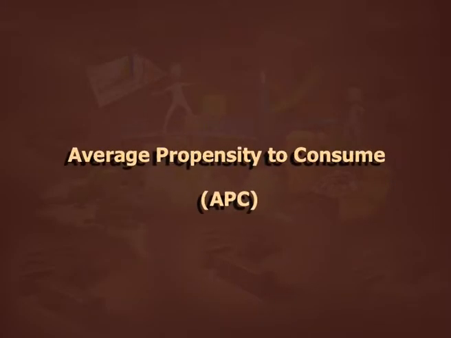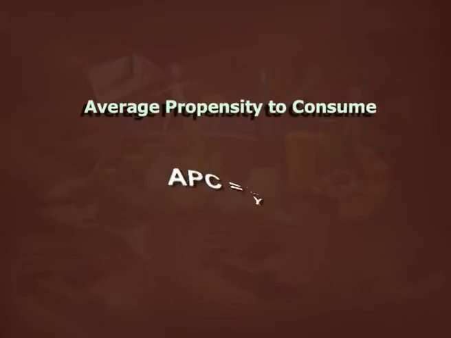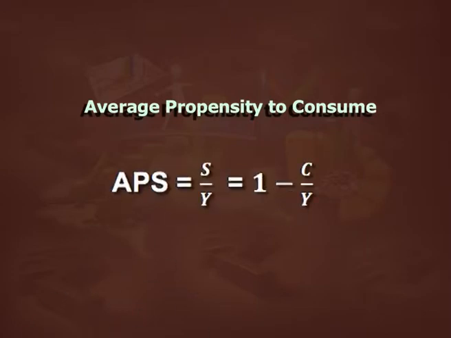Average propensity to consume, that is APC. The average propensity to consume is defined as the ratio of aggregate or total consumption to aggregate income in a given period of time. Thus, the value of average propensity to consume for any income level may be found by APC = C/Y. Therefore, APS = S/Y = 1 - C/Y.